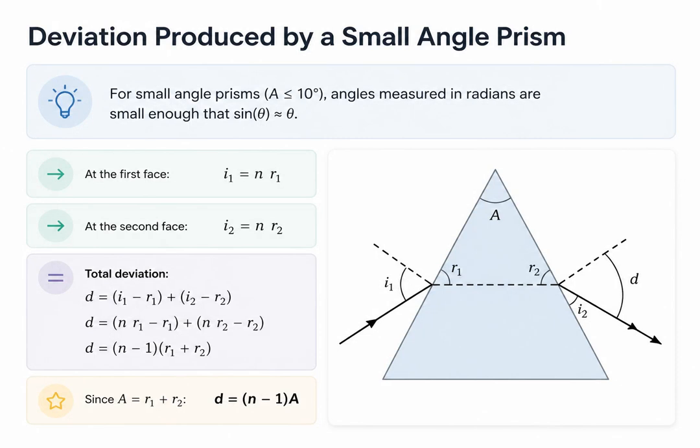What if the prism is very thin, with a refracting angle of 10 degrees or less? For these small angle prisms, we can use the small angle approximation, where the sine of an angle is roughly equal to the angle itself in radians. When we substitute this into Snell's law at both faces, the complex sine formula simplifies dramatically. The deviation produced is simply the refractive index minus 1 multiplied by the refracting angle A.